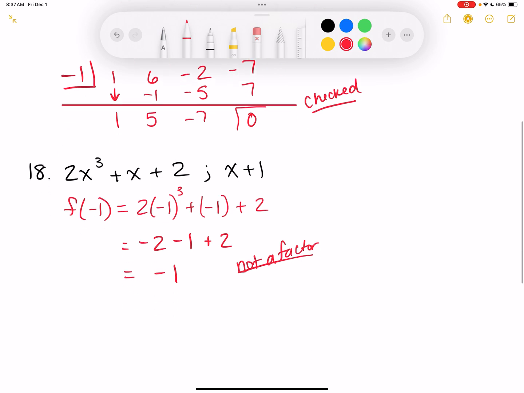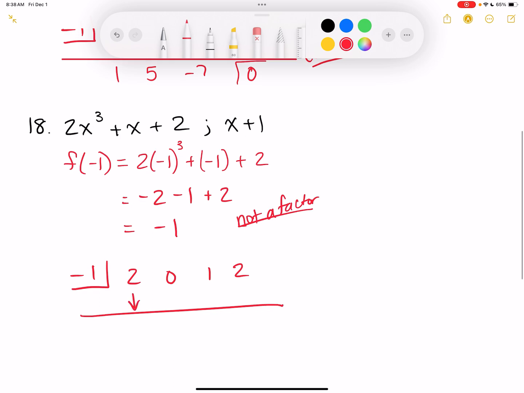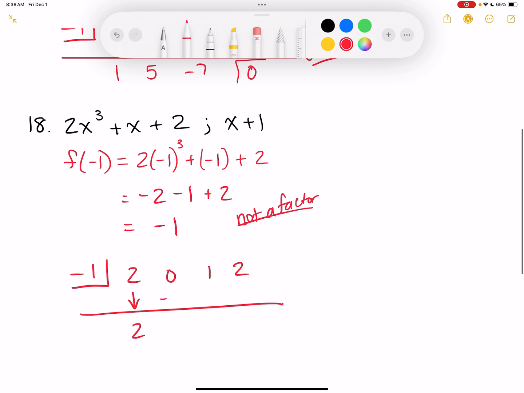So then checking this one, got negative 1 in the box. Now notice we have a term that's missing, x squared is missing, so I'm going to have to make sure I put a 0 in for that. So 2, 0, 1, 2. Bring down the 2, times negative 1 is negative 2, plus 0 is negative 2, times negative 1 is 2, plus 1 is 3, times negative 1 is negative 3, and we got negative 1. So again, just checked that it's not a factor.